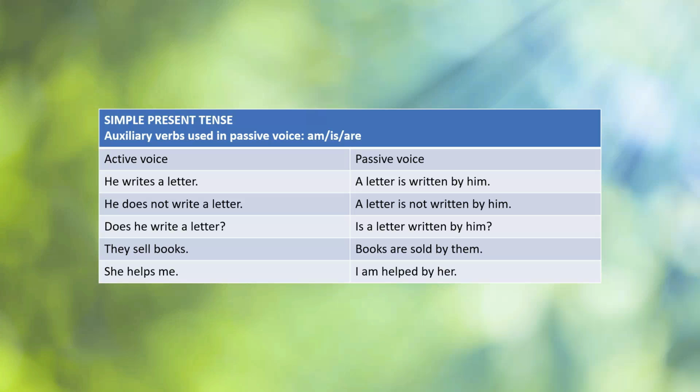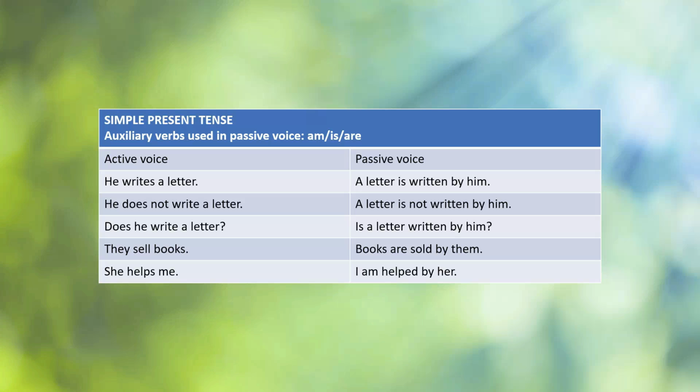So let's see the first example. He writes a letter. This sentence is from simple present tense and this is a positive sentence. And the verb is writes. When we are changing this sentence from active voice into passive voice, we will interchange the places of subject and object. So subject is he and object is a letter. Then we will put first a letter and we will put auxiliary verb is. As we know that a letter is a singular word, so we will put is.